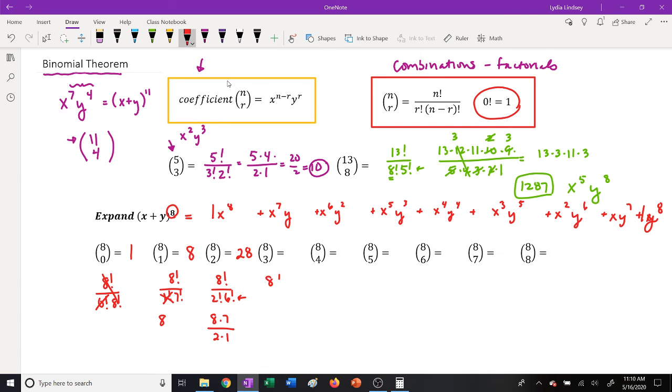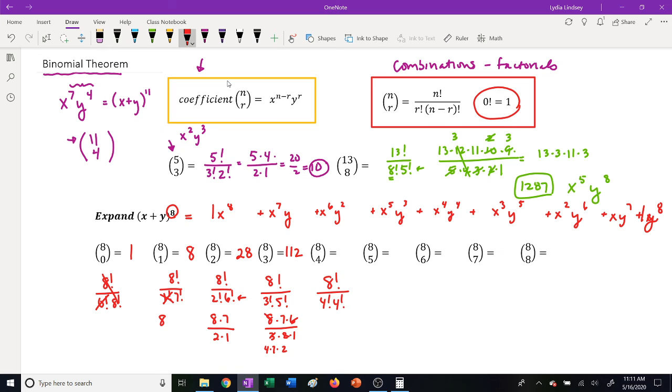And then, don't worry, we're not going to do all these because we're going to see a pattern here soon. So I'm going to have 3, 5. I'm going to go 8, 7, 6, stop. And then 3, 2, 1. Now, if I was to cancel here, I would get a 4. Cancel here, I would get a 2 times 7 is going to give me 112.